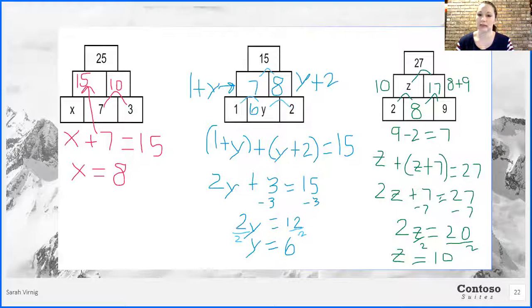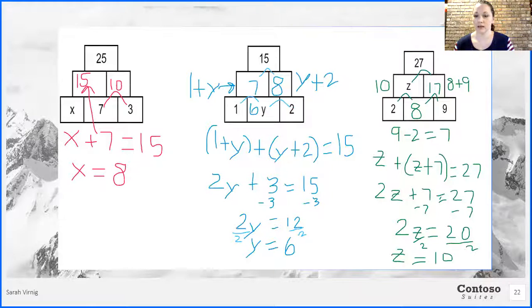Now we need to get z by itself. So we take each side and divide it by 2 to get z equals 10. So z equals 10, and we put a 10 there. So we know that 8 plus 2 gives us 10, and we can check it because 10 minus 2 is 8, and 8 plus 2 is 10.